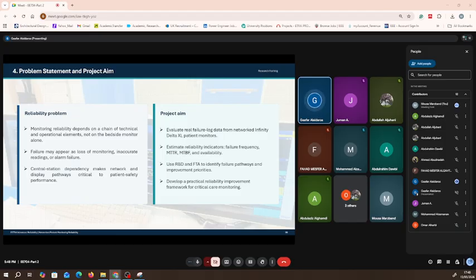The project aim is therefore to evaluate real failure log data from network patient monitors, and estimate reliability indicators such as failure frequency, MTTR, that's mean time to repair, MTBF, mean time between failures, and availability. Use RBD, reliability block diagram, and FTA to identify failure pathways. And finally, develop a practical reliability improvement framework for critical care units.